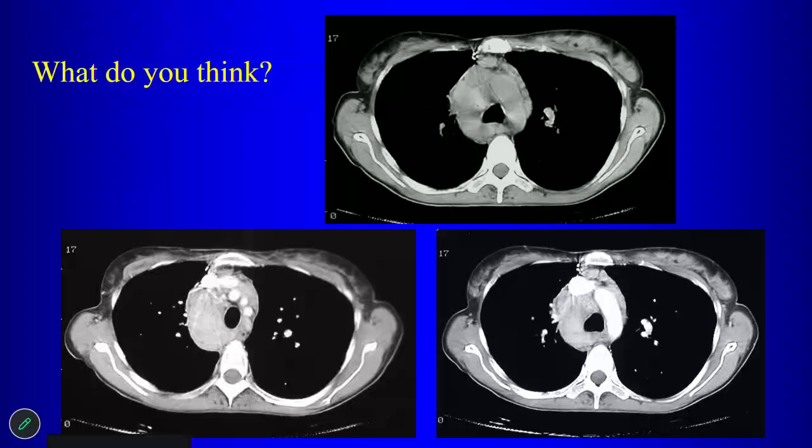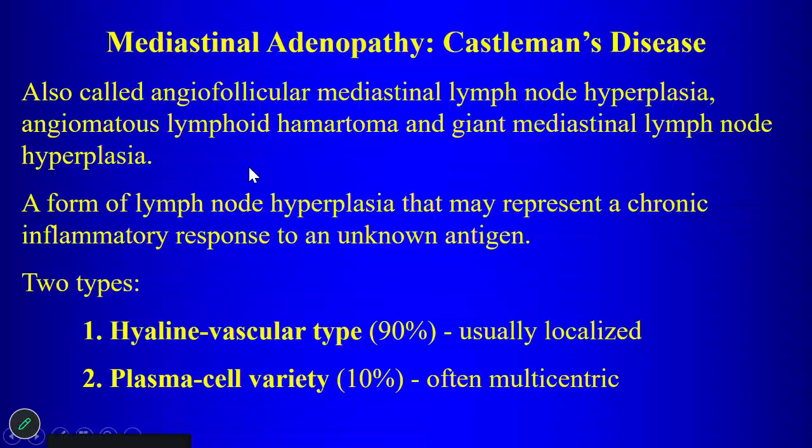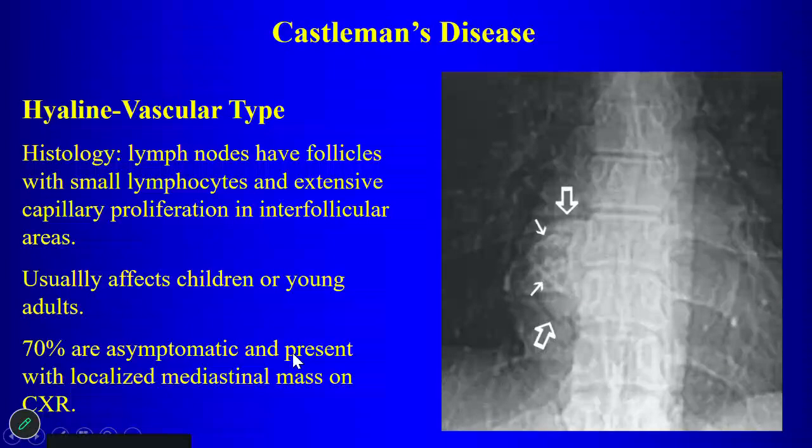But there's another cause of enhancing lymph nodes that you also need to think about. What is that called? Castleman's disease, yeah. So Castleman's disease, if we see enhancing lymph nodes, that can also be in the differential. There are two varieties: the hyaline vascular type, usually localized, more benign; and the plasma cell type, which can be associated with HIV. Multicentric tends to be more malignant.